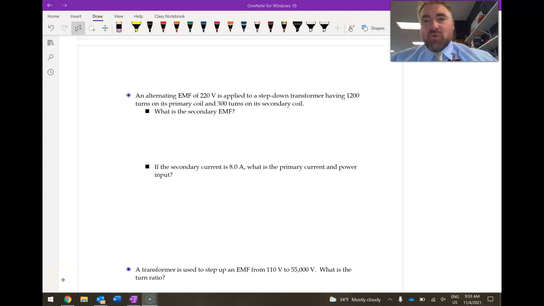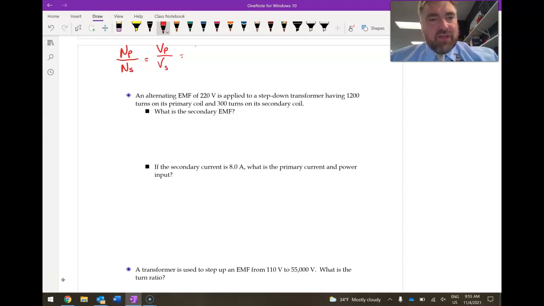Okay, on these last two, we're going to be looking at transformers. And so with transformers, you know that you have the equation. Again, this equation will be given to you, with the number of loops on the primary over the number of loops on the secondary is exactly equal to the ratio of the primary voltage over the secondary voltage, and it's equal to the inverse ratio of the currents.